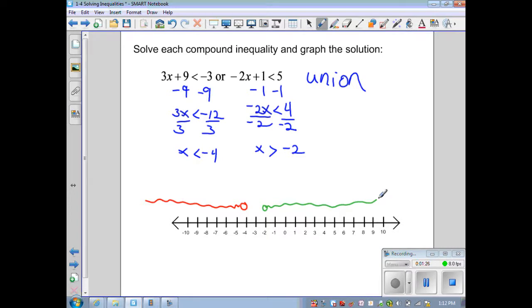Therefore, when I actually do the solution of this, these are both the solution because a union is all solutions for the x on both inequalities. They don't have to be shared. So here, open point at -4, and then shade to the left, and open point at -2, and shade to the right. That represents all values of x that are solutions for both inequalities, the shared and unshared values.